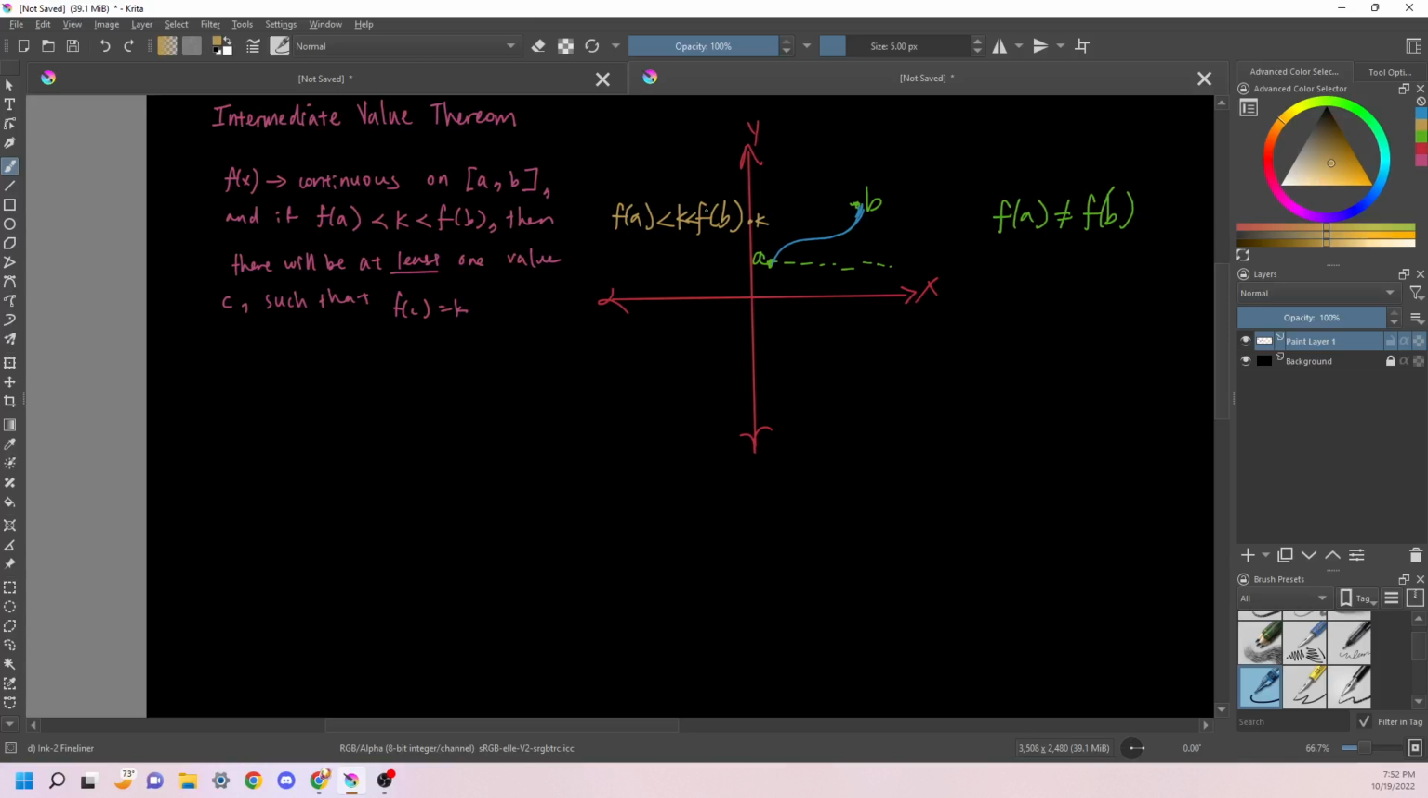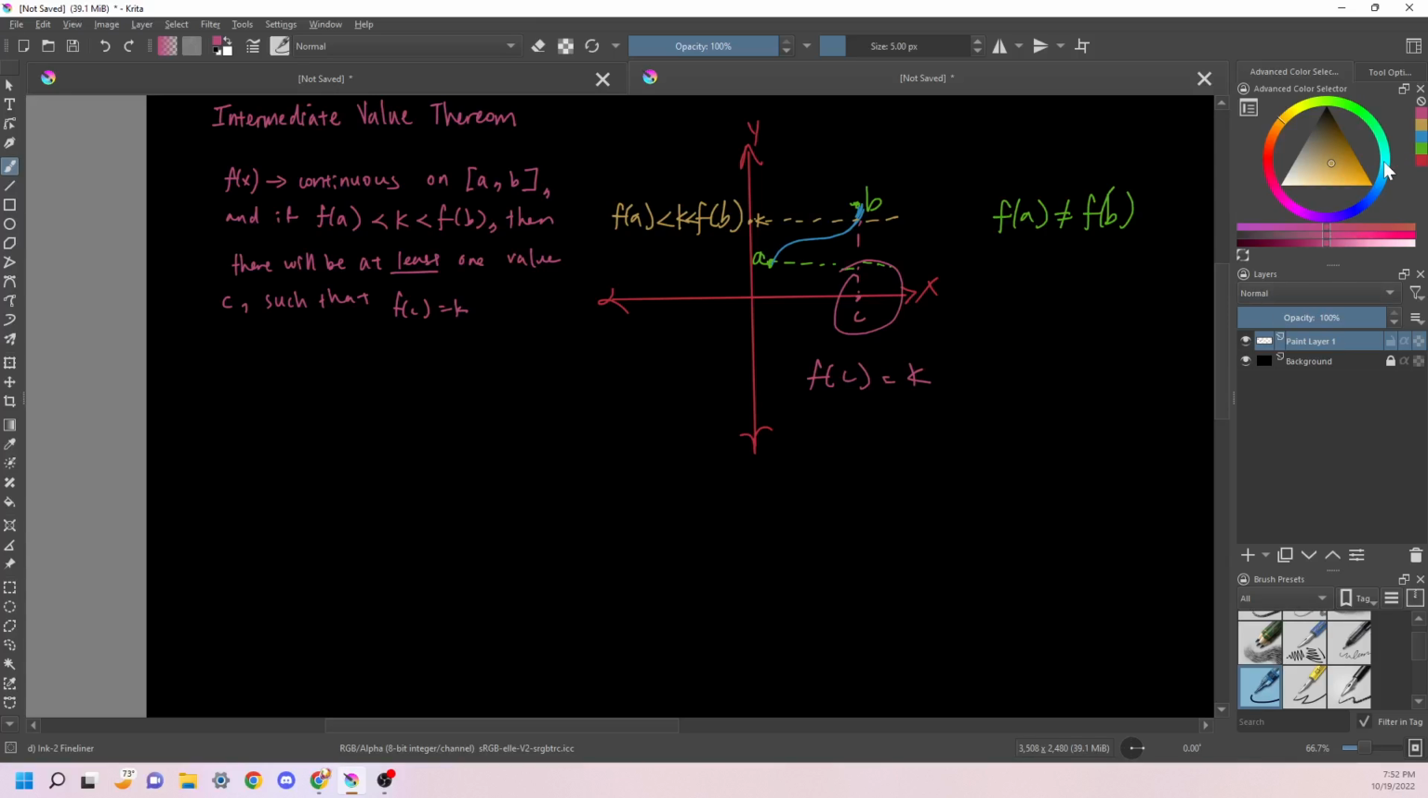So as long as it's continuous, then there's going to be one value c, such that f of c is equal to k. So if you were to extend the horizontal line here, this function has no choice but to pass that because it's continuous. It can't just jump over that or be undefined there. So we know that there will be a value c over here. Well, in this case, c would be here. So then we have at least one value, so that f of c is equal to k, right?